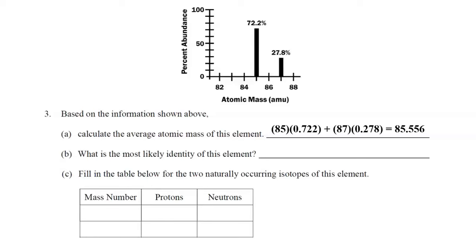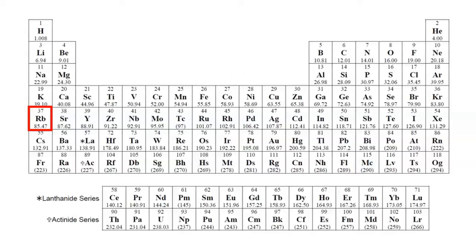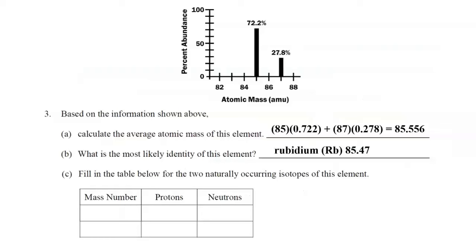Now that we know the average atomic mass, 85.556, part B asks, what is the most likely identity of this element? Let's go ahead and consult the periodic table. And the element that has an atomic mass that falls between 85 and 86 is rubidium, which has the atomic symbol Rb. So that's rubidium. Its atomic mass is very similar to what we calculated, 85.5 approximately.